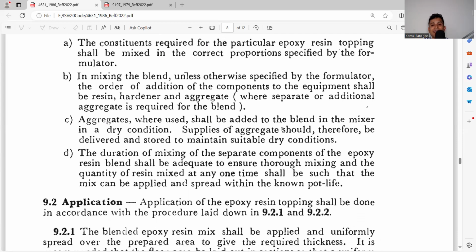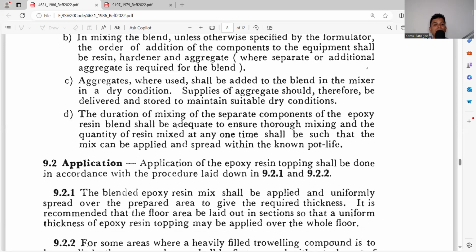Aggregates for use shall be added to the blend in the mixture in a dry condition. Why? Supplies of aggregate should therefore be delivered and stored to maintain a suitable dry condition. If the moisture is there, then this moisture will be inside the flooring, and the chemical reaction will not happen. And whenever this moisture comes up by evaporation, again the cracks will develop. The duration of mixing of the separate components of the epoxy resin blend shall be adequate to ensure thorough mixing, and the quantity of resin mixed at any one time shall be such that the mix can be applied and spread within the known pot life.